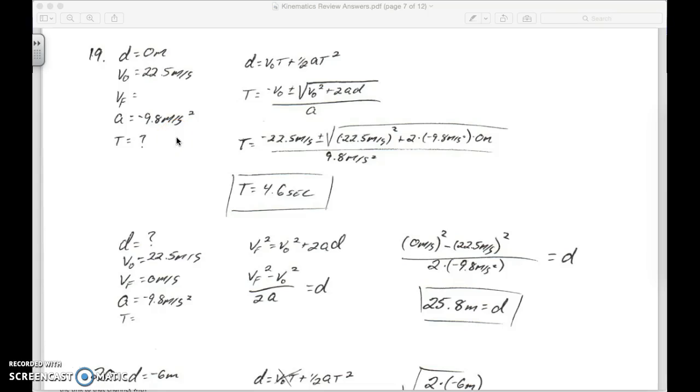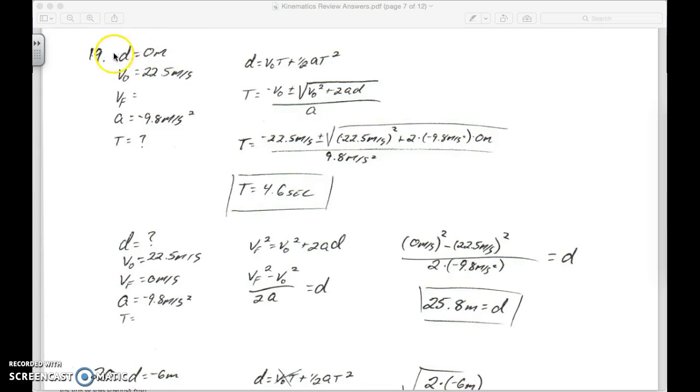These are the solutions to problems 19 to 21 on the kinematics problems. Number 19, a tennis ball is thrown straight up into the air with an initial velocity of 22.5 meters per second. It is caught at the same distance above the ground from which it was thrown.